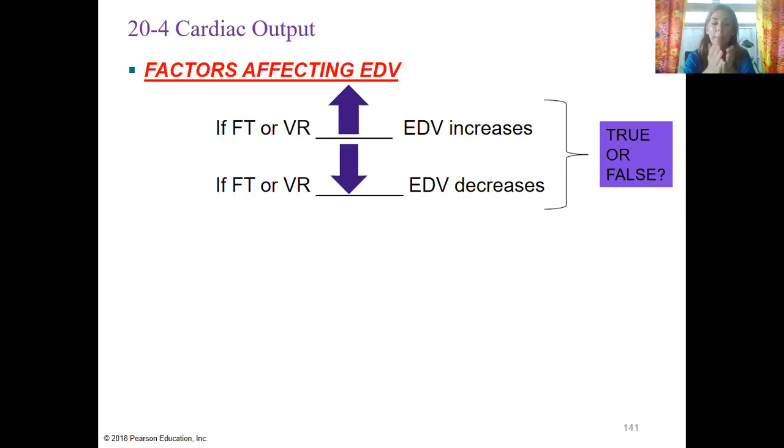Filling time: how much time do you have in order to get as much blood as possible into those ventricles? Venous return: how much blood is actually coming back into the right atrium that will then allow for that refill of the ventricles? So if your filling time increases, you get more time to fill, or your venous return increases, you get more blood that is going to fill, then your EDV increases. Is that true or false?